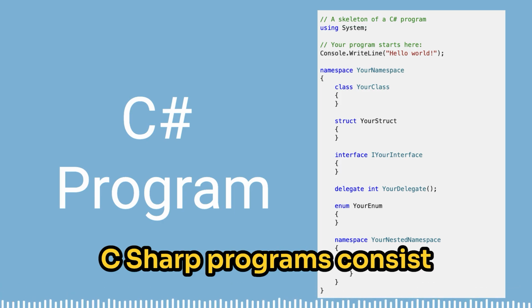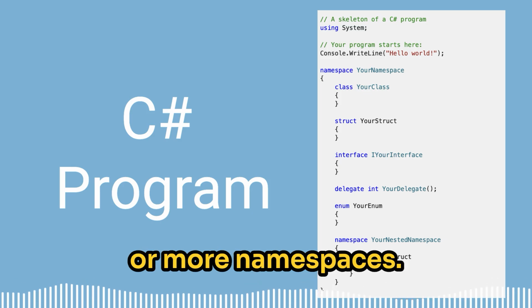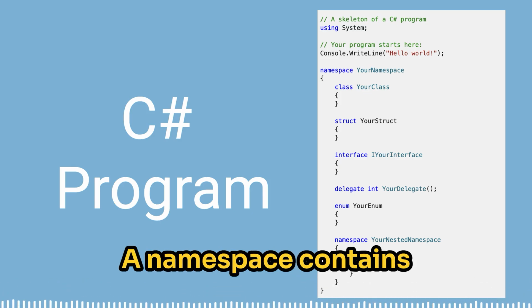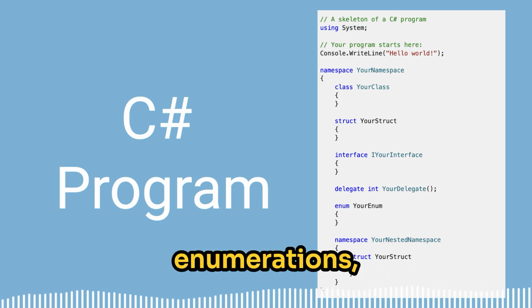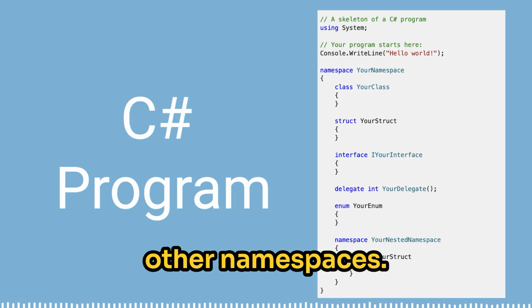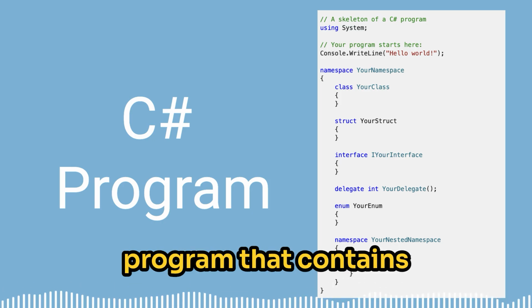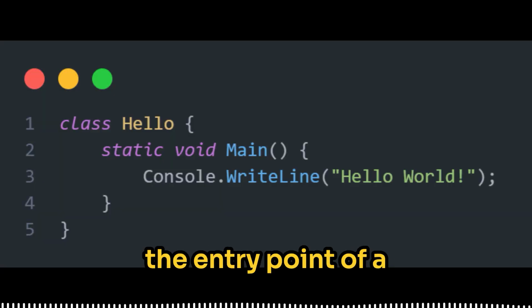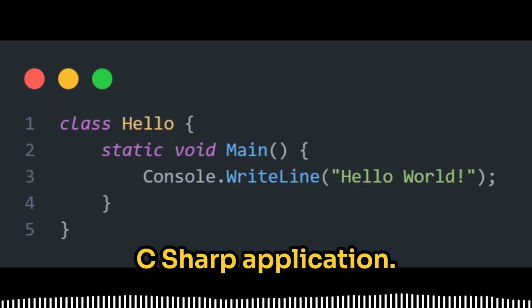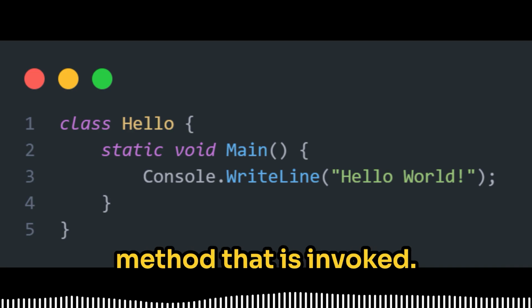C# programs consist of one or more files. Each file contains zero or more namespaces. A namespace contains types such as classes, structs, interfaces, enumerations, and delegates, or other namespaces. The following example is the skeleton of a C# program that contains all of these elements. The Main method is the entry point of a C# application. When the application is started, the Main method is the first method that is invoked.